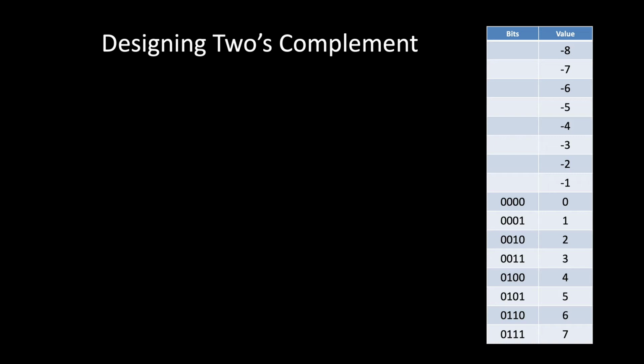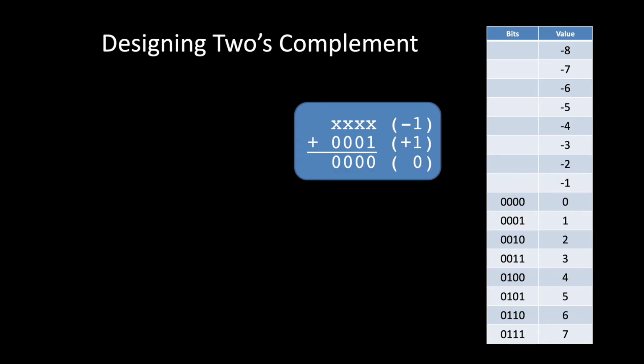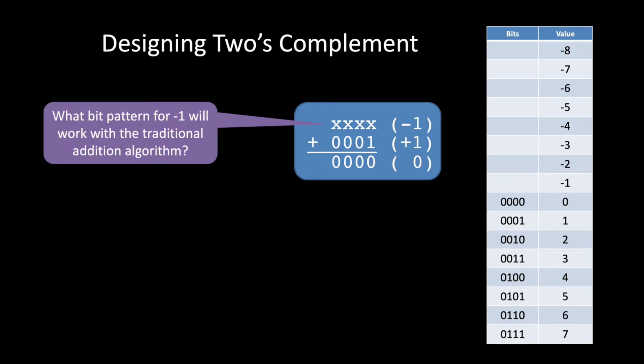All right, so let's start with -1 plus -1 equals 0. Given that we're using the traditional binary encoding for 0 and 1, what bit pattern do we need to assign to -1 to make the algorithm work? In other words, what sequence of 1s and 0s can we put in place of the x's in order for the addition problem to work out? Pause the video and try to figure it out.